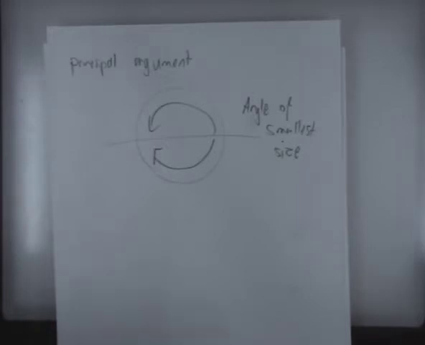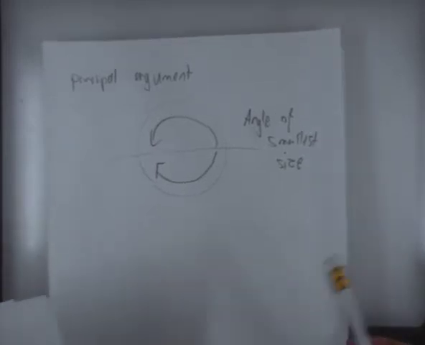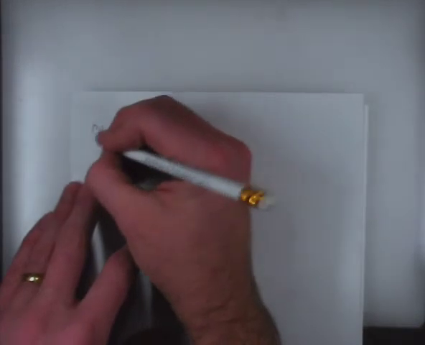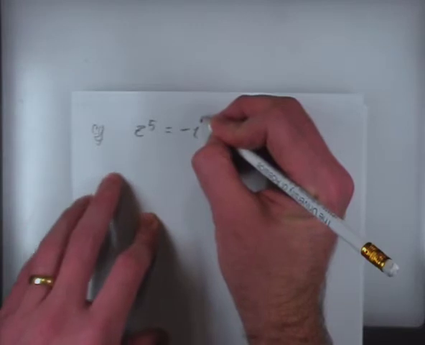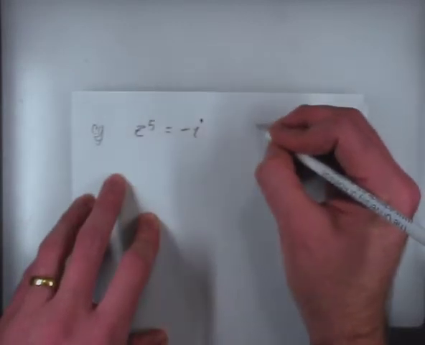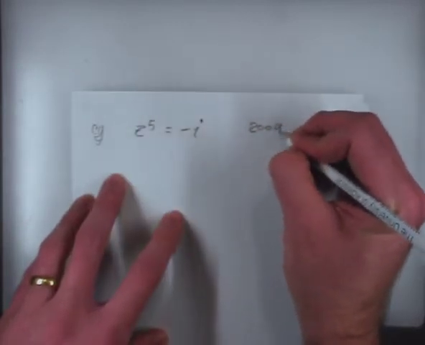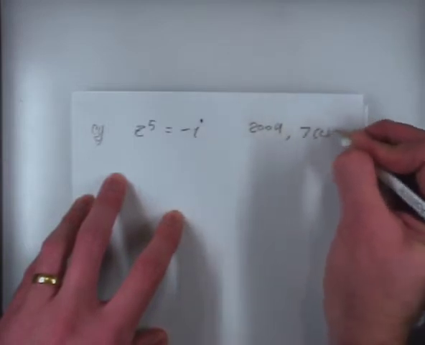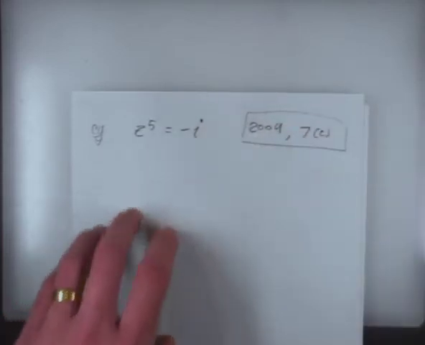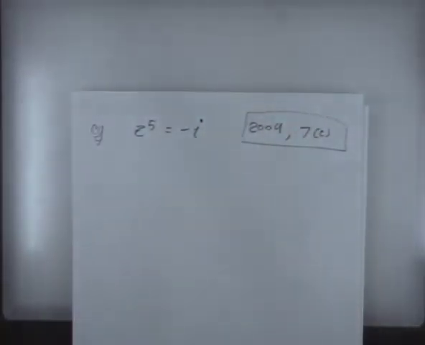Right, any other questions? Yes? Can you do z to the 5 equals minus i, finding exact values in polar form using the principal argument? Okay. z to the 5 is minus i. When was this? 2009. What question? Question 7, part C. Just so people know where it is, that's the 2009 exam 7C.